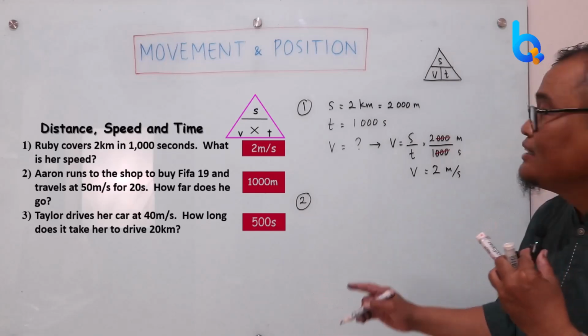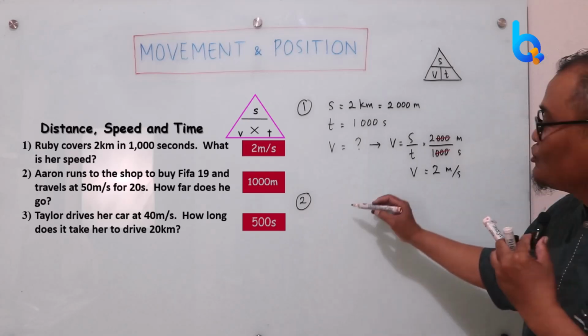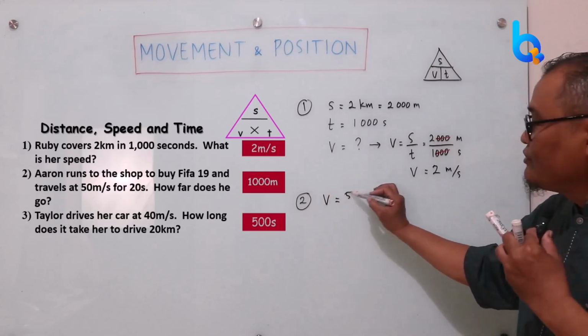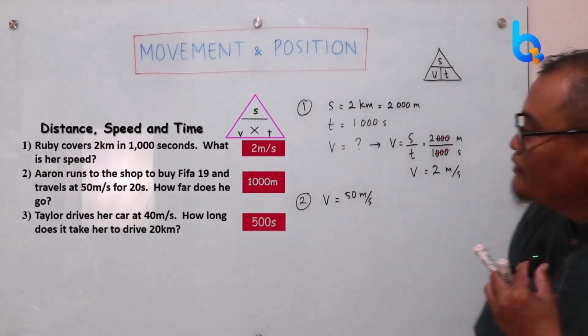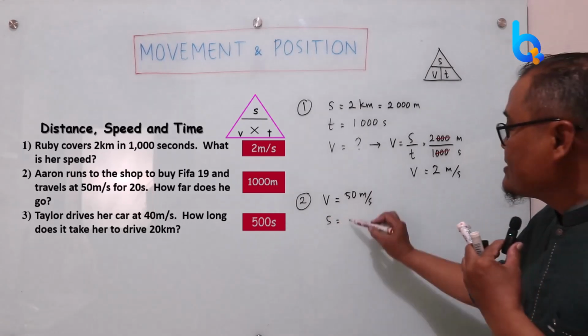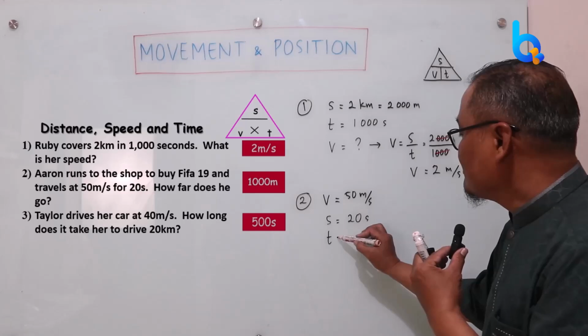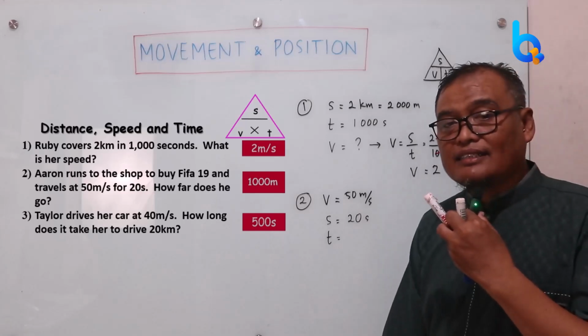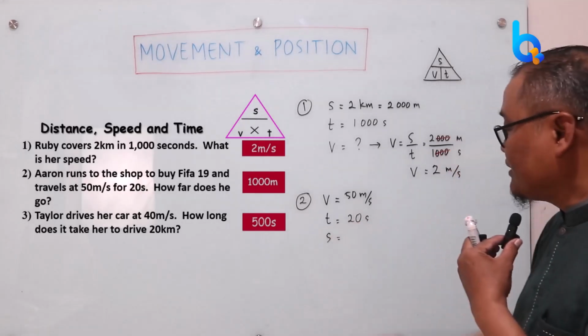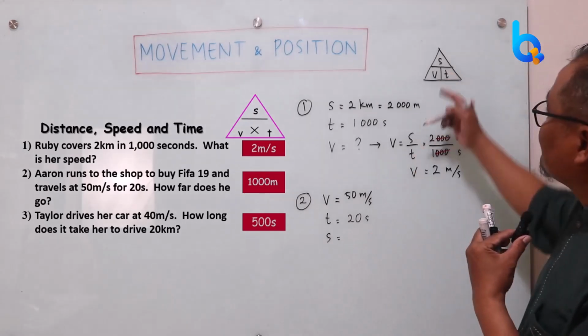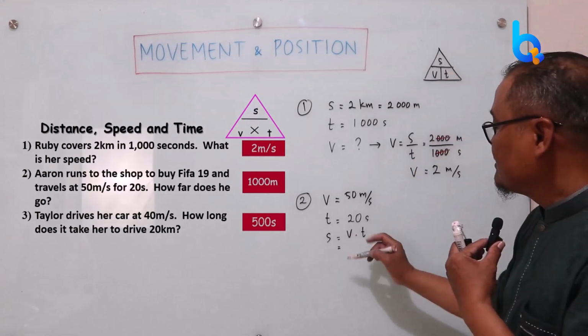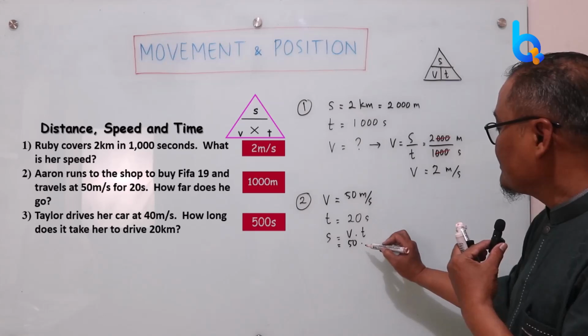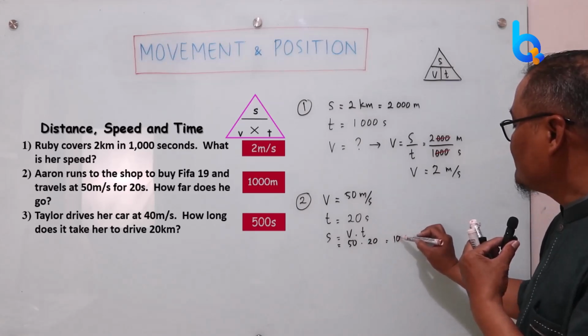How far does he go? So what's known? Known is the speed, 50 meters per second. And how long? The time is 20 seconds. So the question is, how far does he go? How far means distance, S. S equals V times T. So we can substitute V, 50 times 20, so it equals 1000.